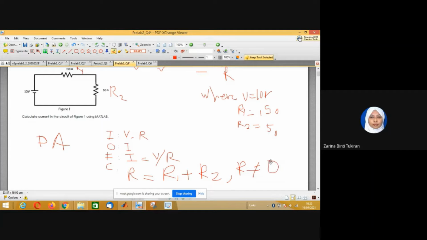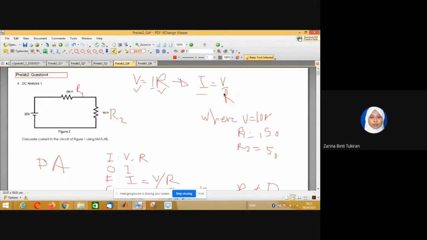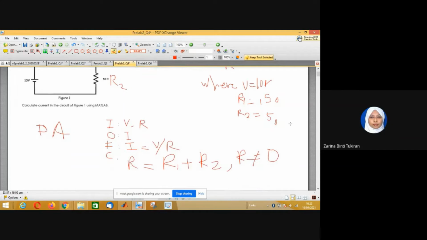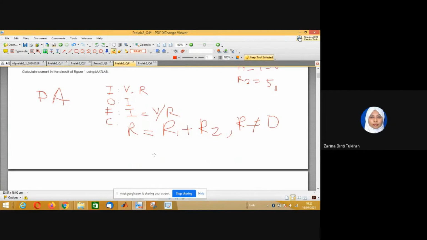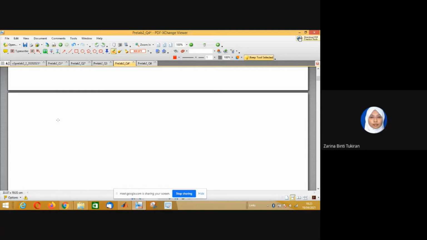What happens when R is 0? If R is 0, it cannot provide you the calculation, because something divided by 0 will produce no value that can be calculated by the computer. It is infinity, simply put. So then we go to the third step, which is the algorithm.